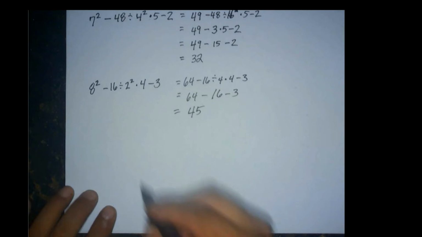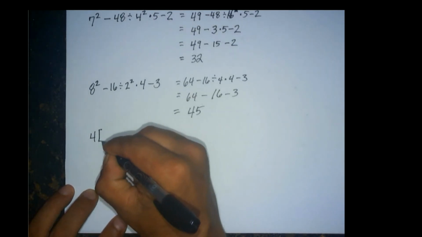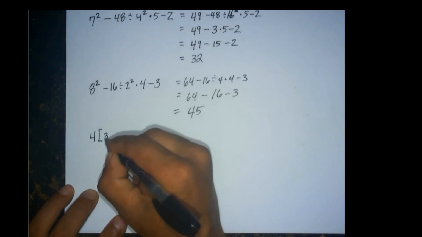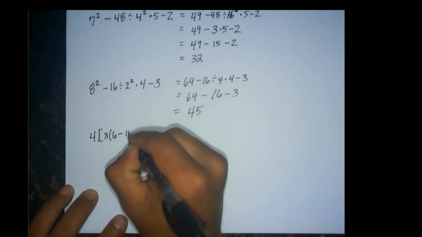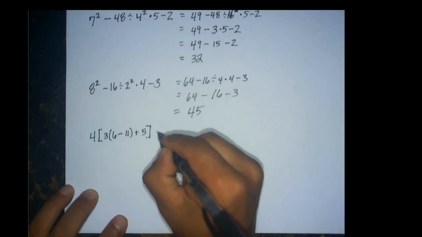All right, here's mine. 4 times 3 times 6 minus 11 plus 5. Oh, not very nice to Josh here. Okay.